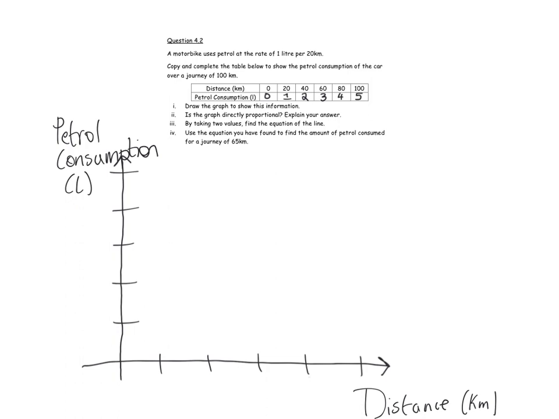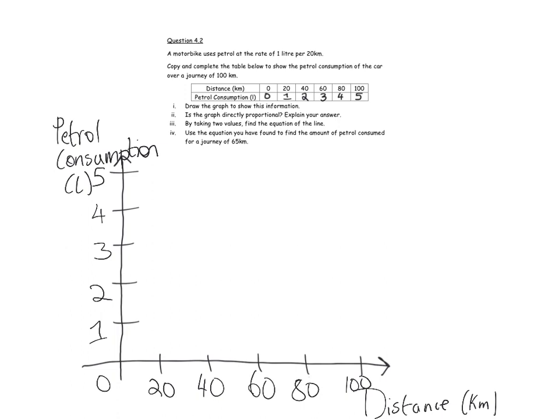Now, the one thing that we do have to be able to do though is fill in the graph. So the distance along here, this would be 0, 20, 40, 60, 80, and 100. And the petrol, we'd have 0, 1, 2, 3, 4, 5.